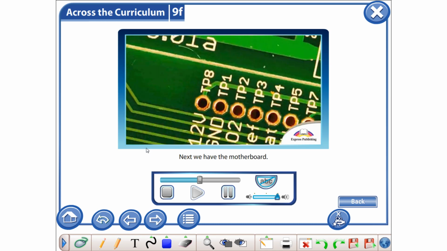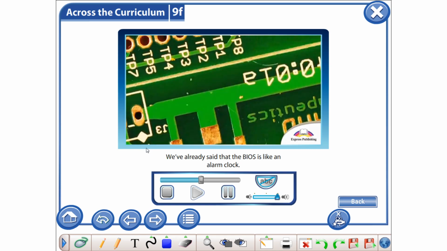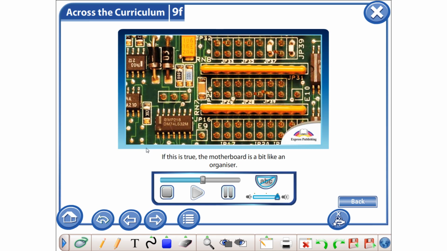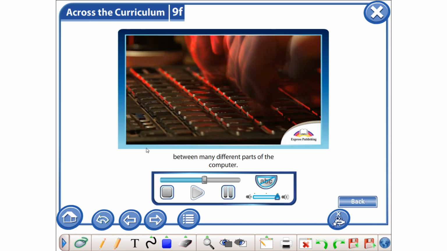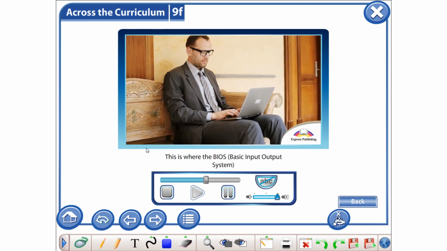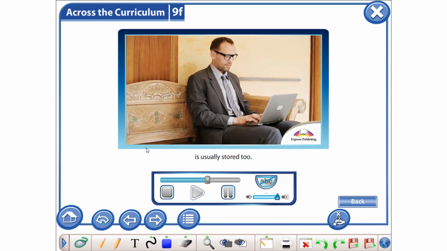Next, we have the motherboard. We've already said that the BIOS is like an alarm clock. If this is true, the motherboard is a bit like an organizer. It allows communication between many different parts of the computer. This is where the BIOS, basic input-output system, is usually stored too.